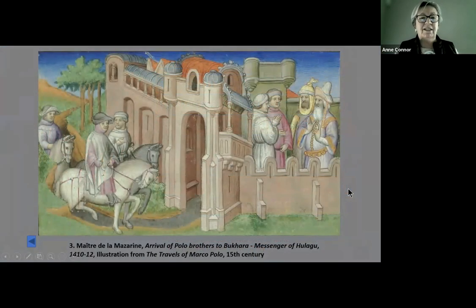And this shows that illumination showing the arrival of Polo brothers to Bukhara. This was the messenger of Ulad.